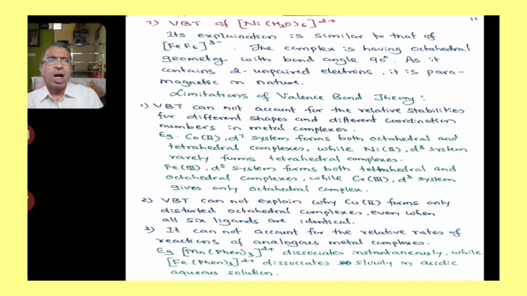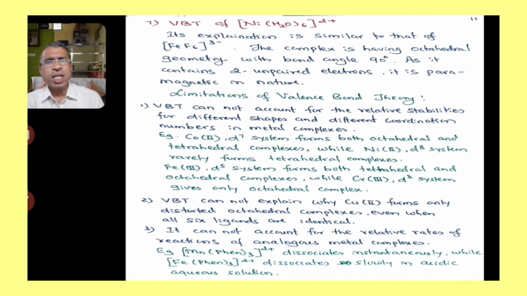Valence bond theory cannot account for the relative stabilities for different shapes and different coordination numbers in metal complexes. Example, cobalt 2, a d7 system, forms both octahedral and tetrahedral complexes, while nickel 2, that is a d8 system, rarely forms tetrahedral complexes. Similarly, Fe3+, that is a d5 system, forms both tetrahedral and octahedral complexes, while chromium 3+, that is a d3 system, gives only octahedral complexes.